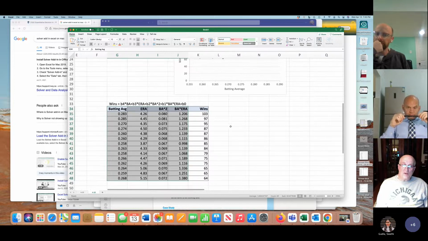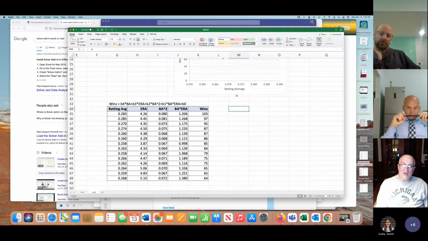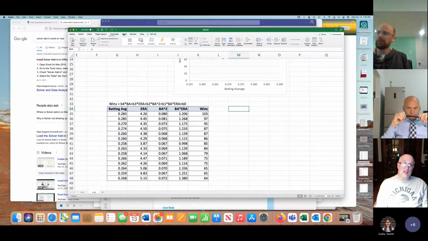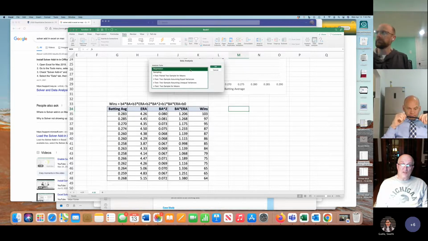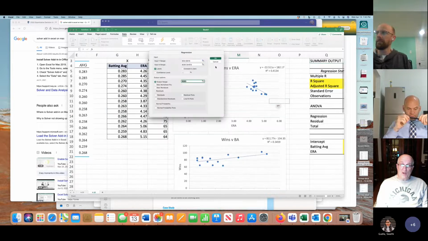Okay, so now what do I want to do? I want to do the same thing. I'm not going to draw any graphs here. I could graph each one of these with wins and just see what it looks like if there's anything there. But that's not what I'm trying to do here. I'm trying to show you how to do it with many variables and then how you make some decisions when you do that. So I put data analysis, regression, and it's going to say, okay.